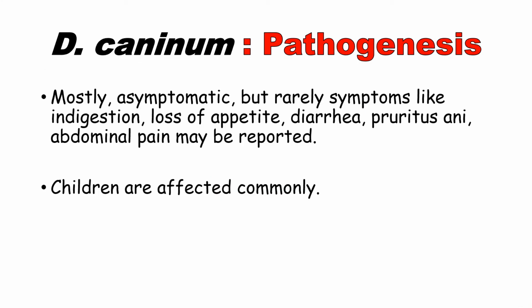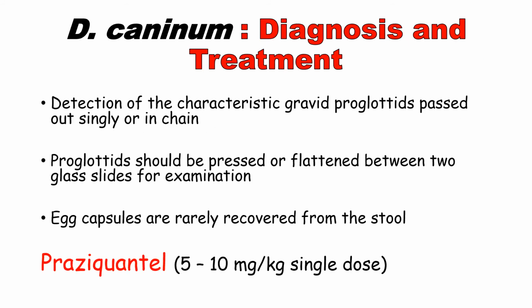So, its pathogenesis is mostly asymptomatic, but rarely it causes indigestion, pruritus ani, and abdominal pain. And take note that children are commonly affected based on its life cycle. So, how to treat Dipylidium caninum infection? Definitely praziquantel as the drug of choice. You can also look for the egg capsules, rarely recovered from the stool, but the proglottids, guys, are mainly examined.